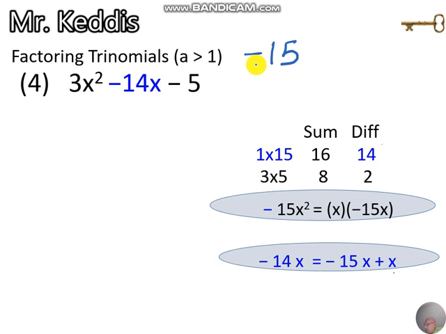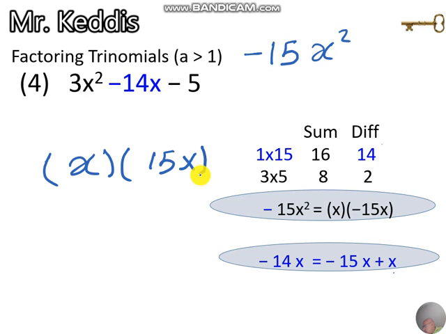Because the sign here is negative, I'm looking for two numbers whose difference is 14, which is 1 and 15. I'm going to choose 1x and 15x. Because the middle term is negative 14, the higher one is negative, and this is positive. When I combine them, positive x and negative 15x, I get negative 14x.